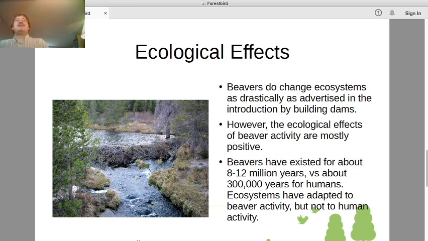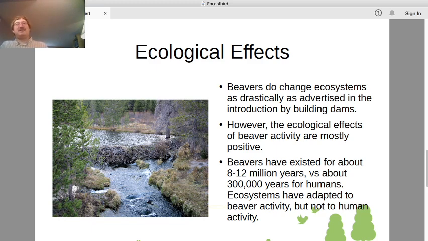And so, beavers and the ecosystem. Beavers do change ecosystems as drastically as I advertised at the beginning. They do build dams. Those dams make huge changes in the landscape, turning what would be a stream into a pond, potentially flooding out whole areas of forest. So, beaver effects are pretty drastic. However, for the most part, in ecology, we consider the effects of beaver activity to be positive. The biggest reason why is because the environment has evolved to take advantage of beavers.